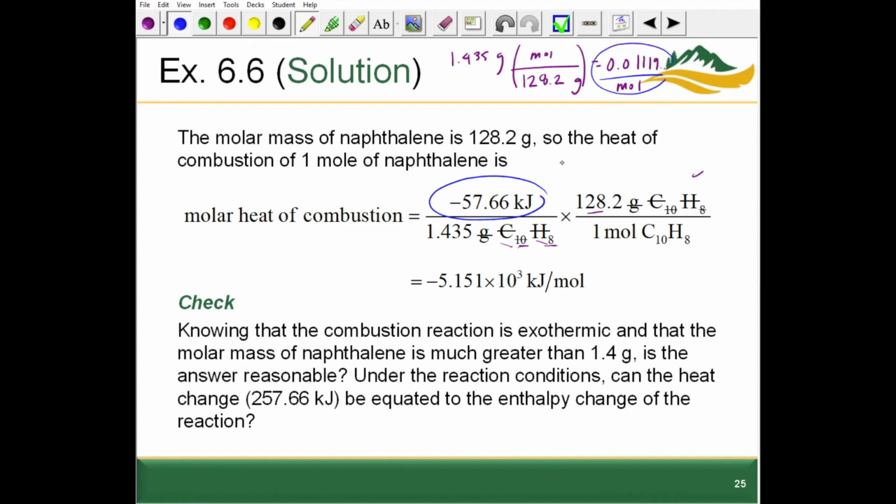So we want to know the energy per 1 mole. So this much heat was released, but we didn't just have 1 mole in our system. We had less than 1 mole. So we want to know how much energy per mole, per 1 mole. So if we divide kilojoules by this value, we'll get negative 5.151 times 10 to the third kilojoules per 1 mole. That is the answer we were looking for.